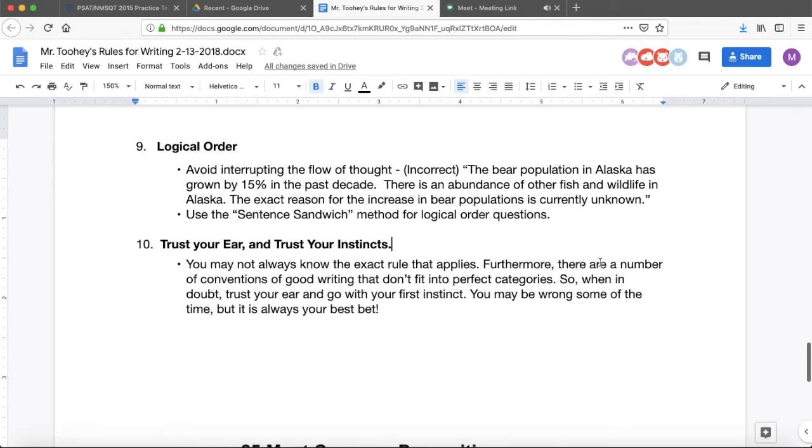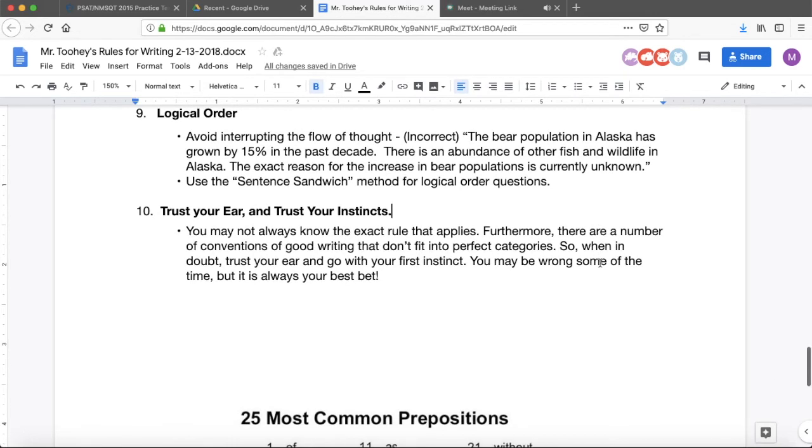Nope. Okay, great. And then the last one, Ava, rule number 10, one of my favorites, an important one. Go ahead and read that, please. Trust your ear and trust your instincts. Man, this is important. In life in general and on the SAT. You may not always know the exact rule that applies. Furthermore, there are a number of conventions of good writing that don't fit into perfect categories. So when in doubt, trust your ear and go with your first instinct. You may be wrong some of the time, but it is always your best bet.